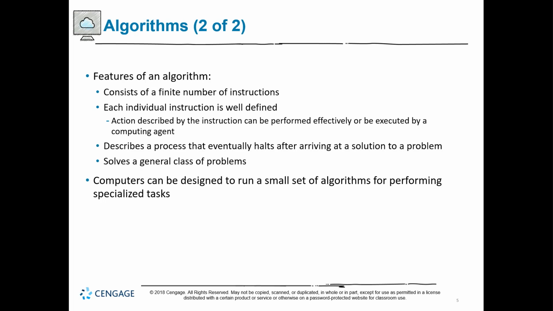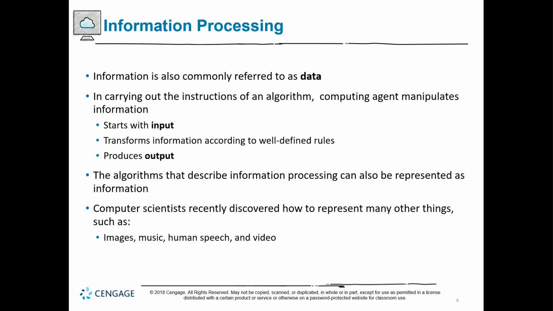If we're looking at two numbers and we're subtracting the two, once each of the columns has been subtracted, that would be the natural conclusion of that program. So computers can be designed to run a small set of algorithms for performing specialized tasks. Some of these tasks are called information processing. Essentially, information is also referred to as data. Normally, data is raw, and information is some type of structured data that has meaning.